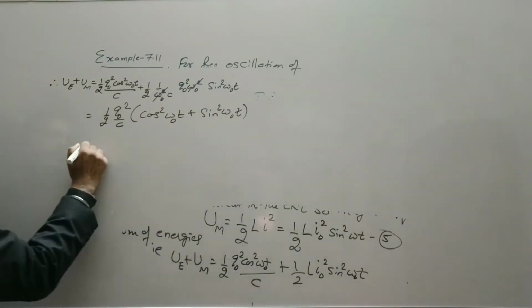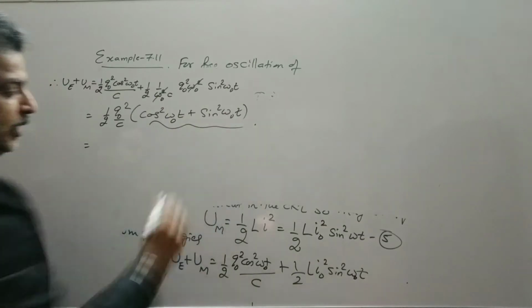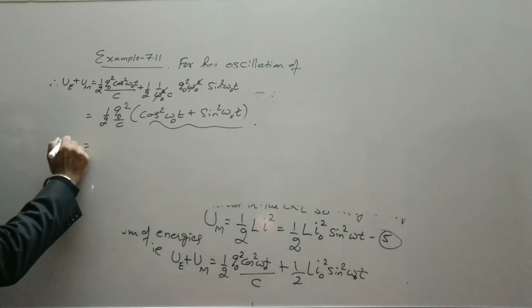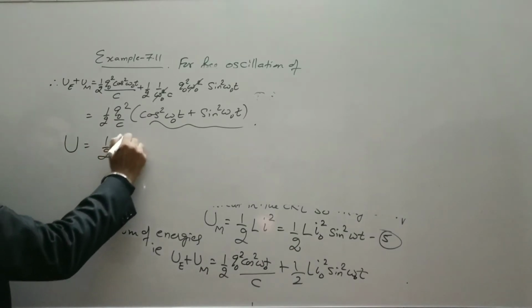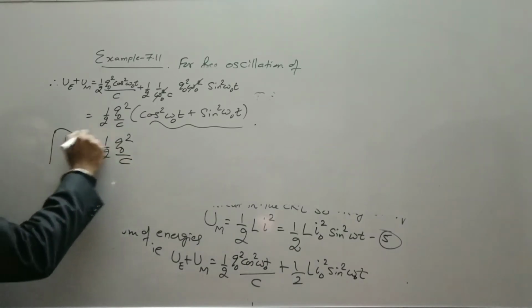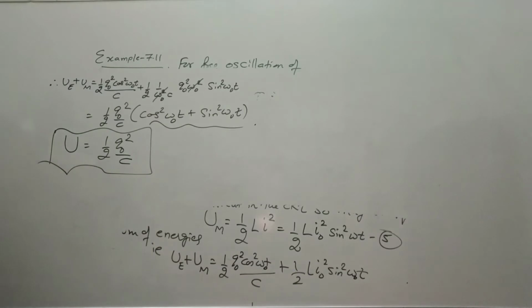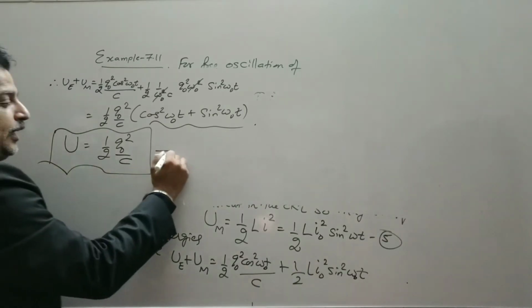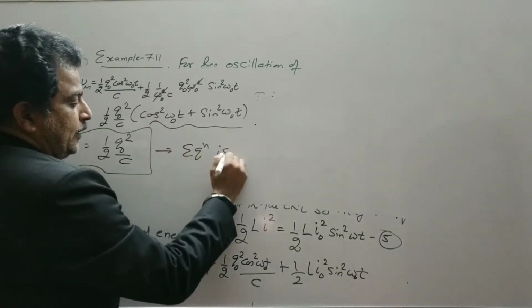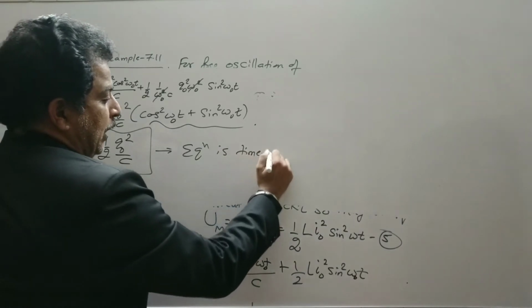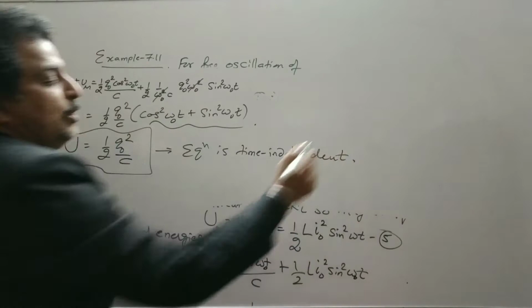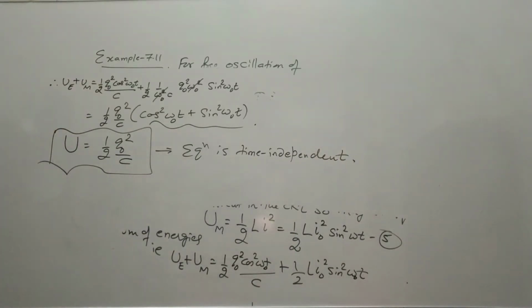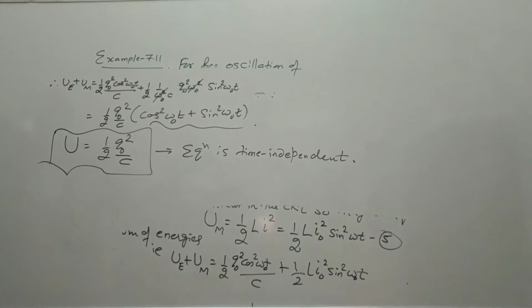Therefore, now we know that cos square plus sine square is equal to 1. Therefore, the total energy U is equal to half Q naught square by C. This is what we have discussed in an LC oscillation circuit. The equation is time independent, so the total energy of the LC oscillation circuit always remains constant at any instant.